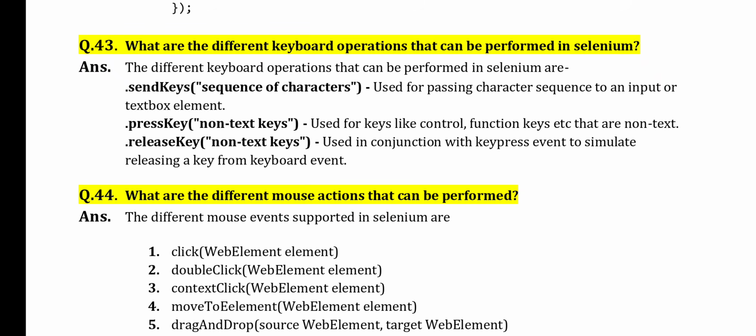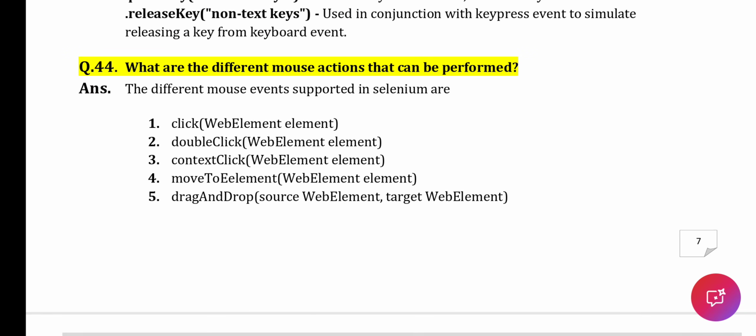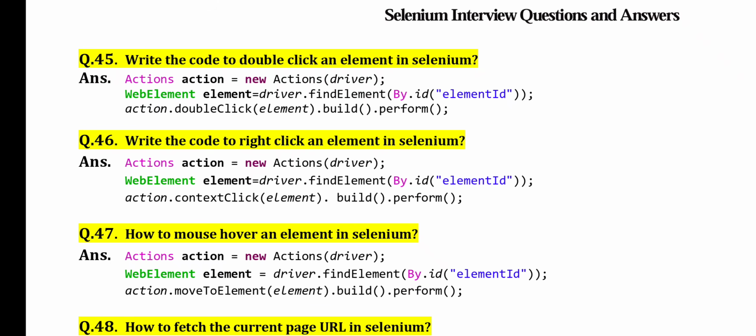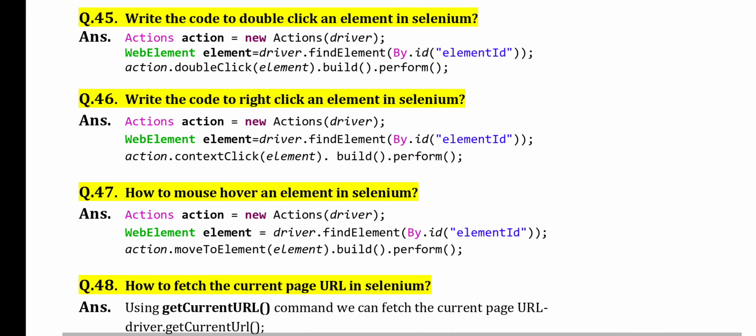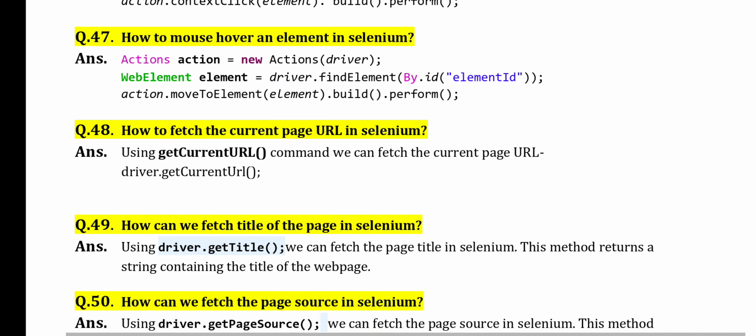What are the different keyboard operations that can be performed in Selenium? What are the different mouse actions that can be performed? Can you write code to double click an element in Selenium? Can you write the code to right click an element in Selenium? How to mouse over an element in Selenium?